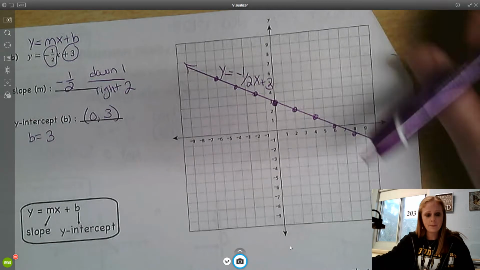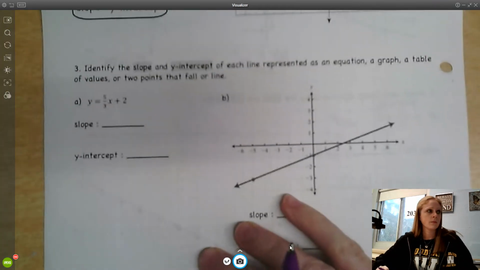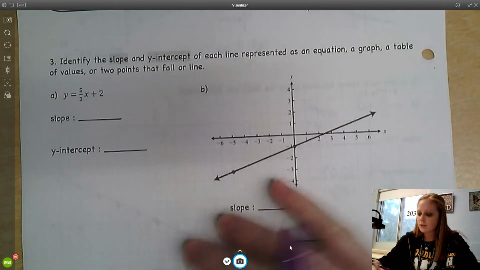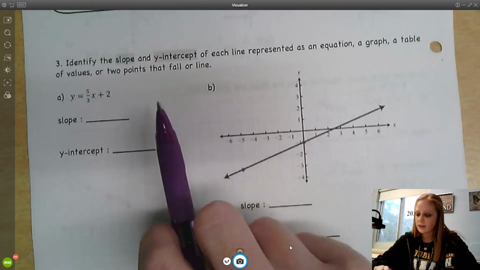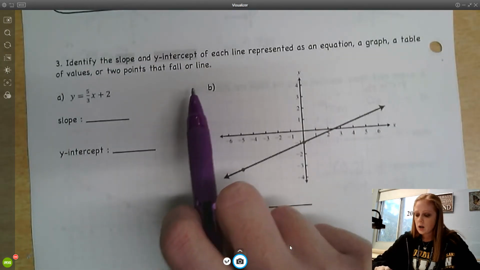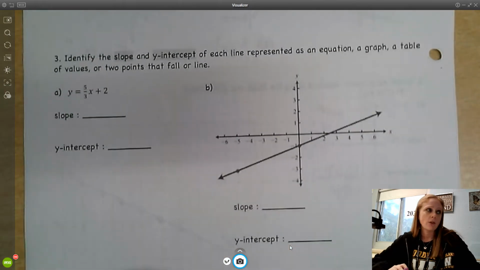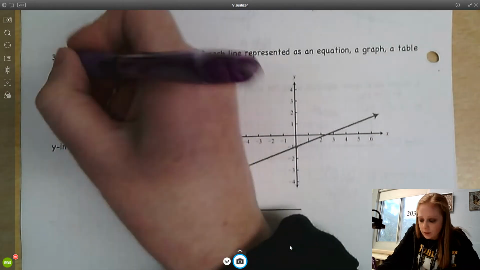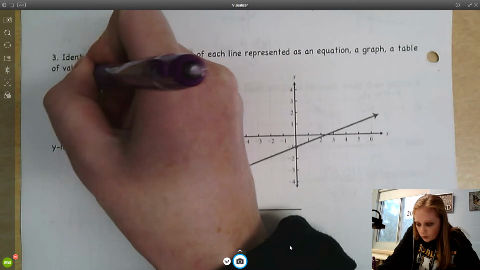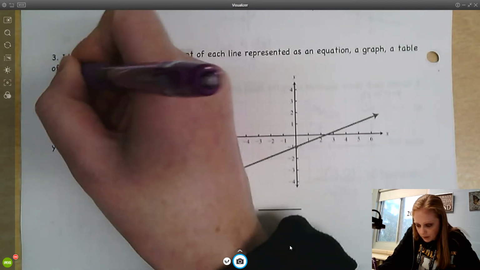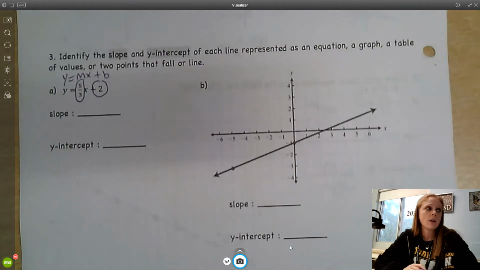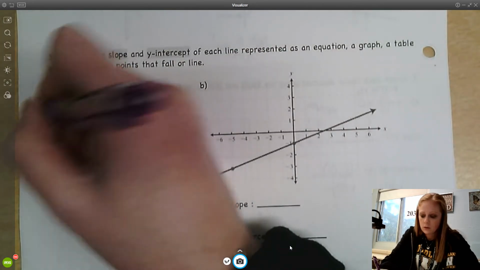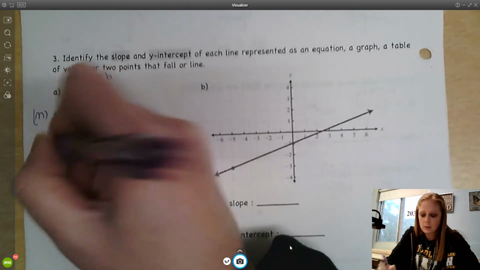Number 3. Identify the slope and y-intercept of each line represented as an equation, a graph, a table of values, or 2 points that fall on the line. Okay, so here we have an equation and we have a graph. So in our equation, we use our formula y equals mx plus b to figure out our slope and our y-intercept. Our slope is the m, and our y-intercept is the b.